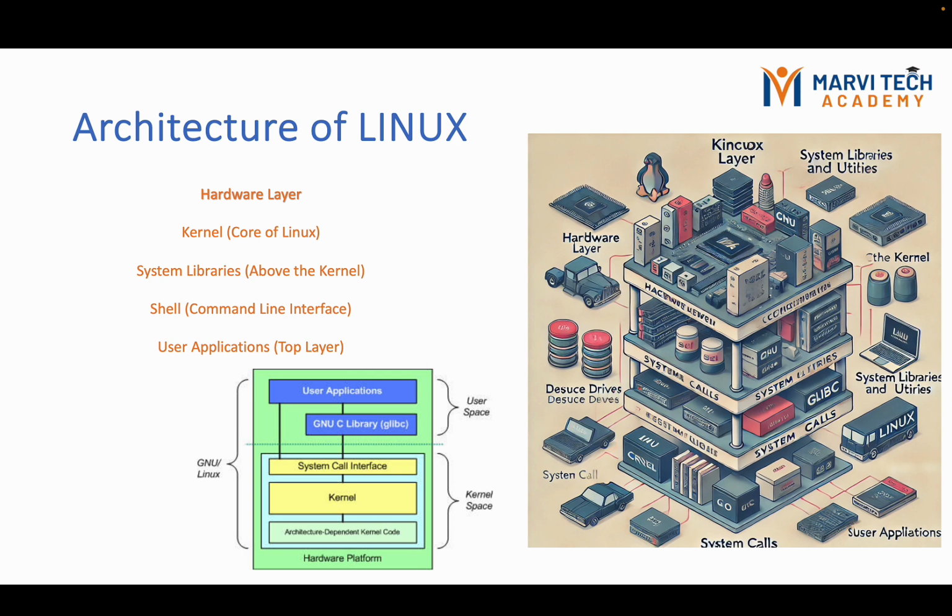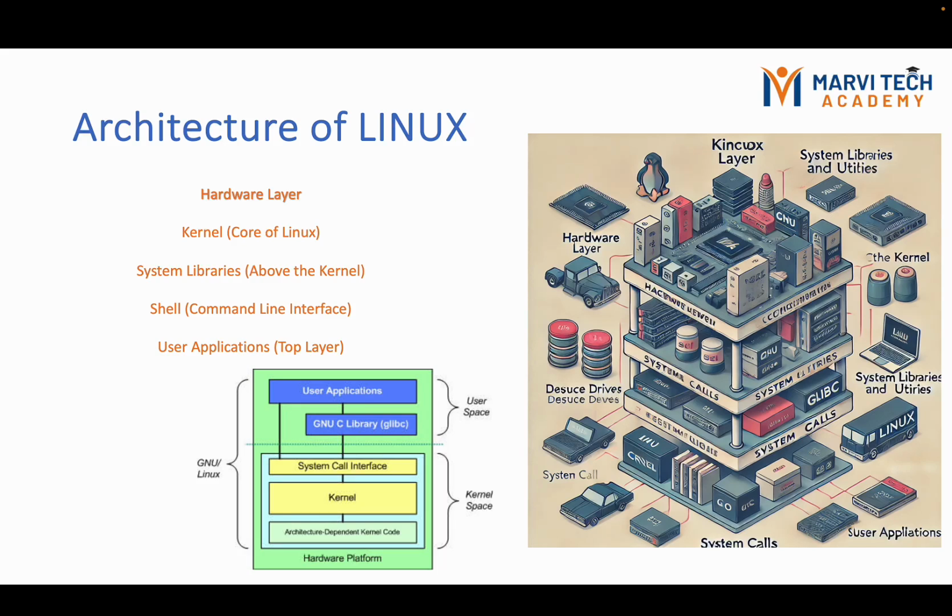The system libraries provide the standard interface through which applications interact with the kernel. The most notable is the GNU C library, which offers functions like input-output processing, file handling, and memory management. The shell is a user interface that allows users to interact with the operating system. Some common shells include bash, zsh, and fish.